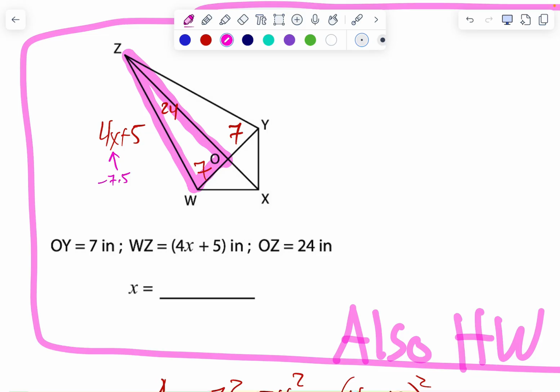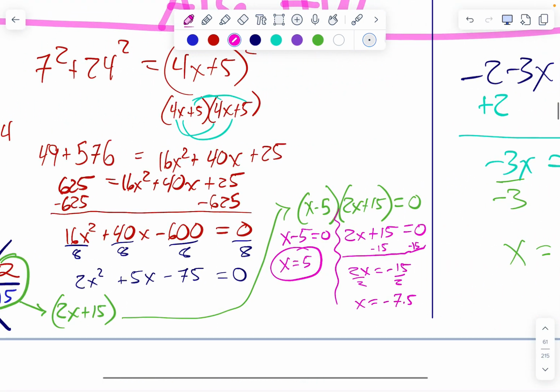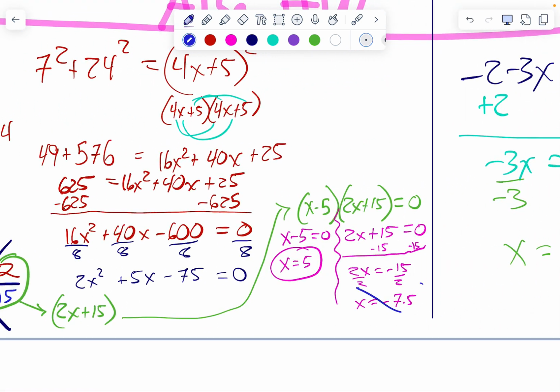Nathan, you were pretty sure. Yeah, it makes a negative side length. Can ZW be negative? No. Okay. So we call that extraneous, and we'll just go cross it off like that. So you do need to show that you found the answer, but show that it doesn't work.